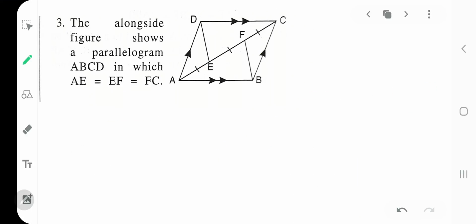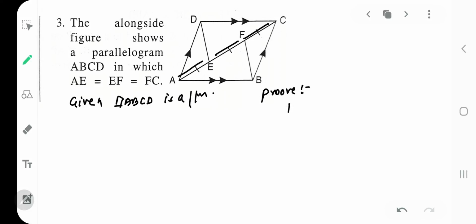Next we have problem number 3. In that we have the alongside figure showing a parallelogram ABCD. So it is given that quadrilateral ABCD is a parallelogram, and it is also given AE is equal to EF is equal to FC. So what we have to prove, I'll write it here. You have to prove DE is parallel to FB, and you also have to prove that DEBF is a parallelogram.